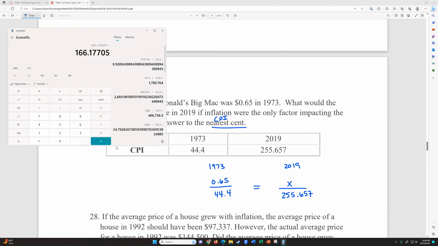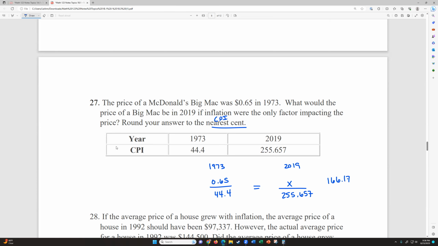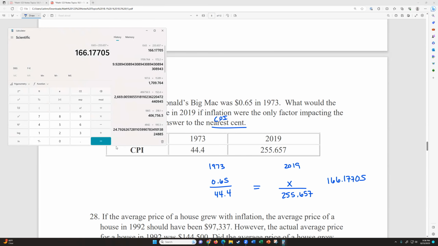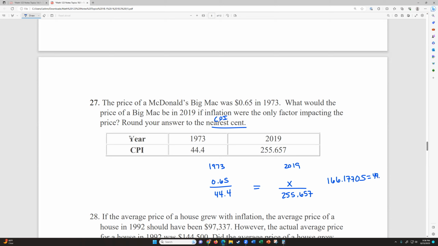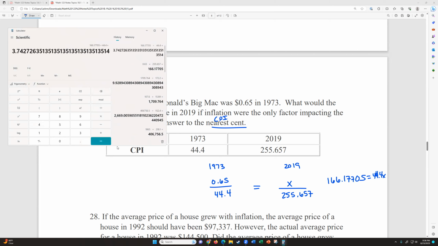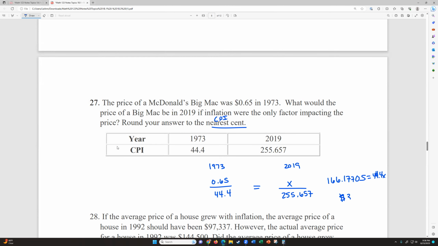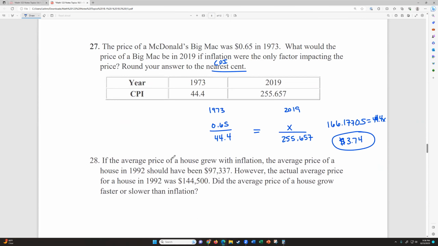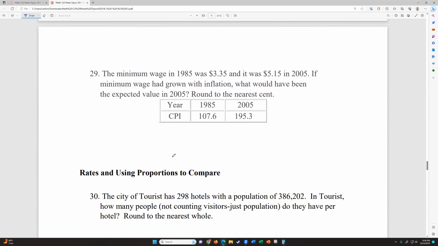255.675. And that is 166.17705. Make sure I got that right. Yep. And that's going to be equal to 44.4x. That doesn't look like a 4, but it is. So we're going to divide by the 44.4. Oops. Hit the wrong button. And this is about 3.74 if we round to the nearest cent, which is 2 decimal places. So that Big Mac, based on inflation, should cost $3.74 in 2019. All right, last CPI question before we get into our other, 2 more CPI questions before we get into our last topic for the video.